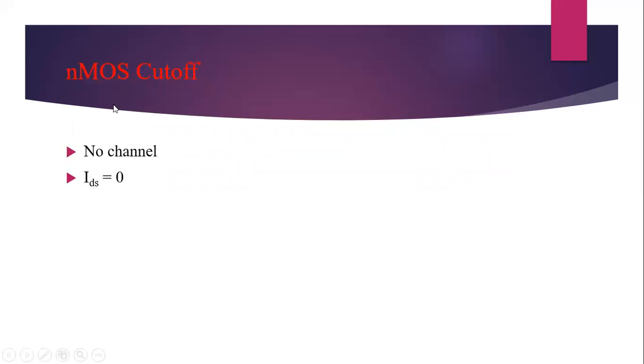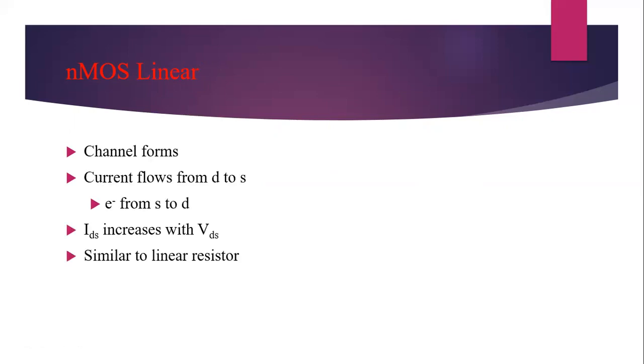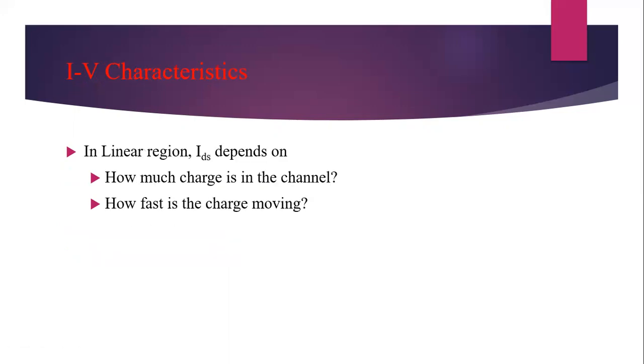Now considering the cutoff region, there is no channel. Cutoff region means that there is no supply given to the MOSFET, so there is no channel and the current flow is 0. So IDS is equal to 0. Similarly, for the linear region, now the channel forms and current flows from drain to source, that is the movement of electrons from source to drain, and IDS increases with VDS. So it is similar to a linear resistor. In this region it follows Ohm's law, and this region is also known as the ohmic region. These are the concepts related to the linear region.